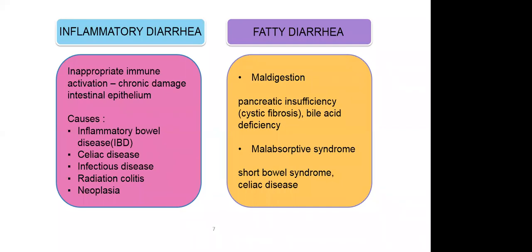Okay, these are the four main mechanisms: osmotic, secretory, inflammatory, and fatty. Plus motility disorder. Motility disorder I should mention here, for example, in IBS, irritable bowel syndrome.